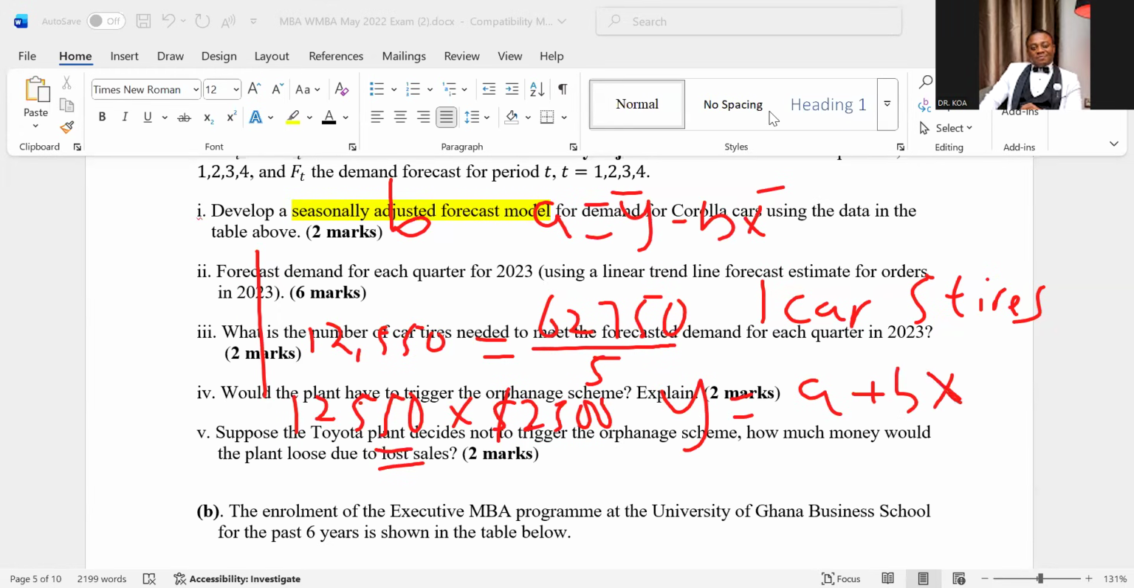Once you have the A, you can now rewrite the entire equation, A plus BX. Once you write the equation, you can substitute the value of the next period. And the next period can be period 5, like what we have, or period 6, or period 7. In fact, you may be asked to calculate the forecast demand for period 8. It doesn't matter. As long as you have the equation, you can calculate any period. And once you have that period, you can find the quarterly forecast demand for that year. In this case, the year was 2023.